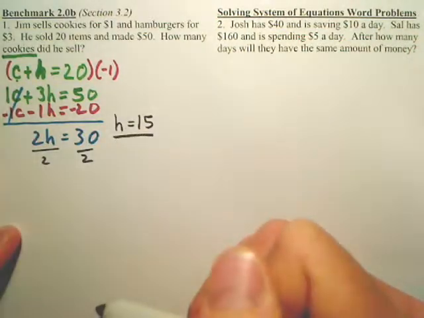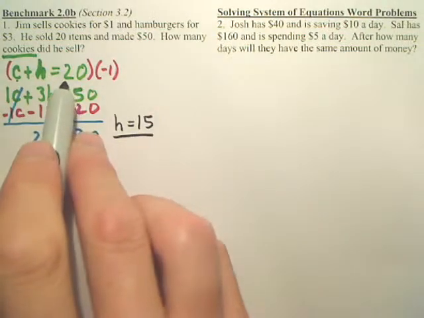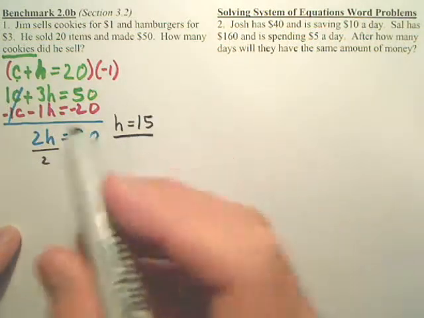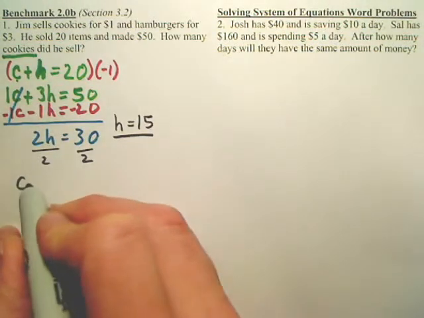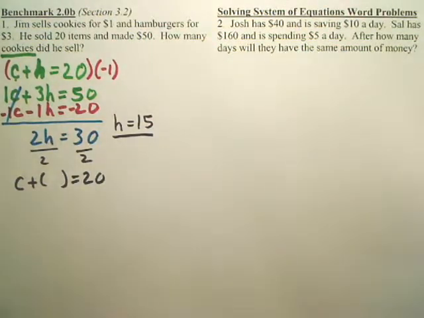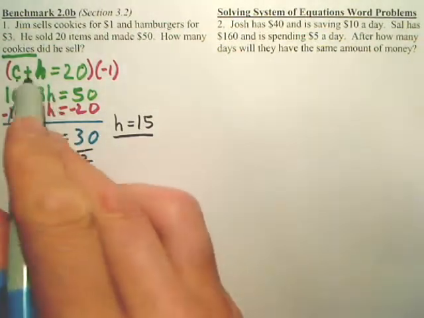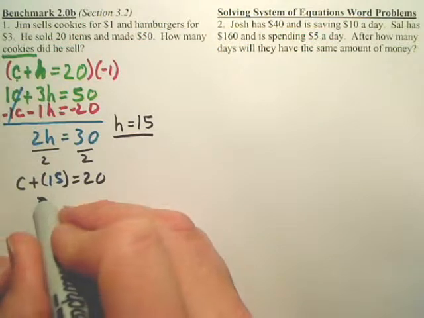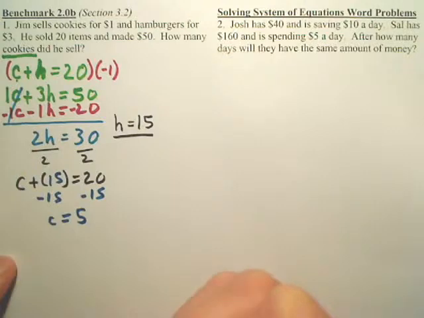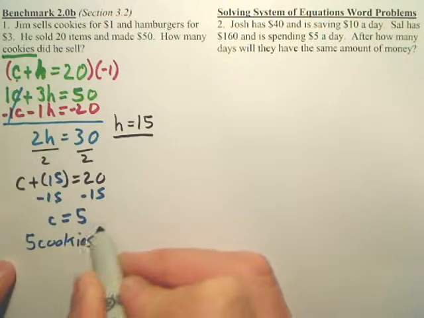Now, is that what we're looking for? No. We want cookies. So if you look back up here, there's 20 altogether. So logically, if this is 15, the cookies is 5. But let's just show it mathematically. C plus H equals 20. This is the first equation. If we plug in the 15 to the first equation here, plug the 15 in, and then solve it. So my answer is 5 cookies for the Cookie Monster.